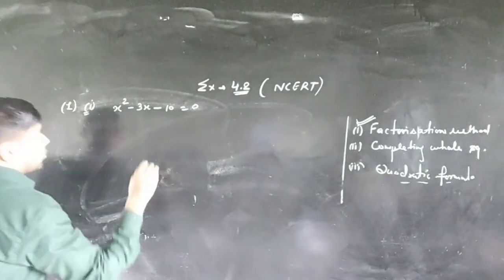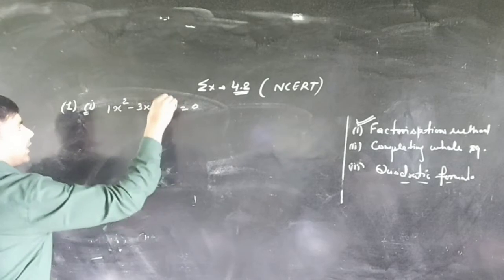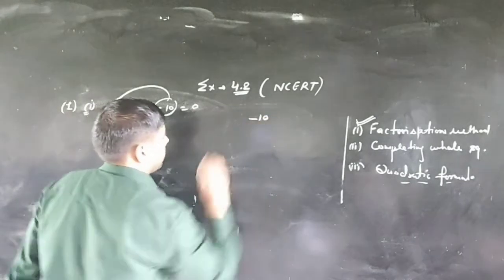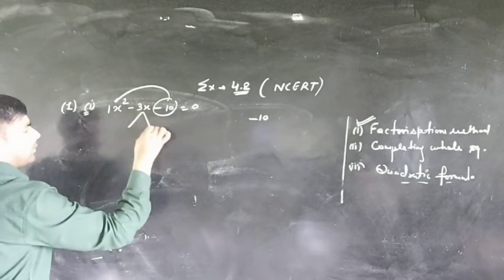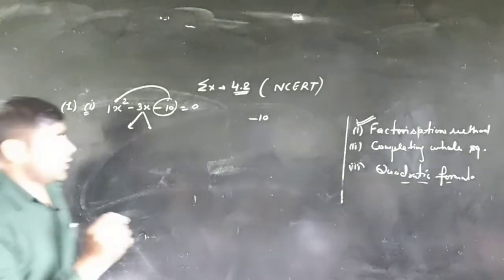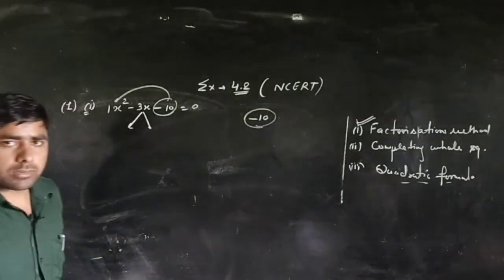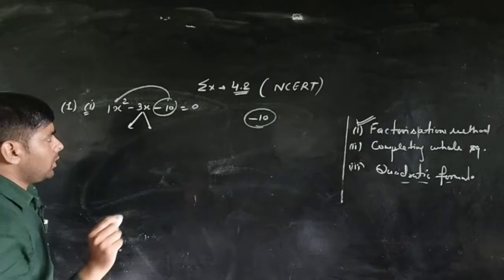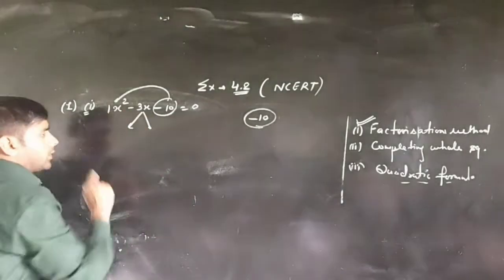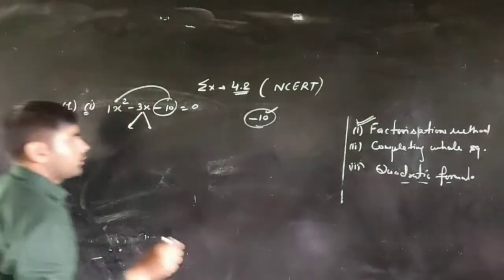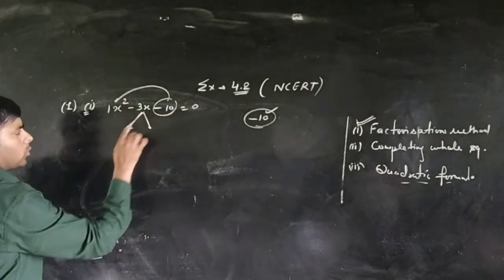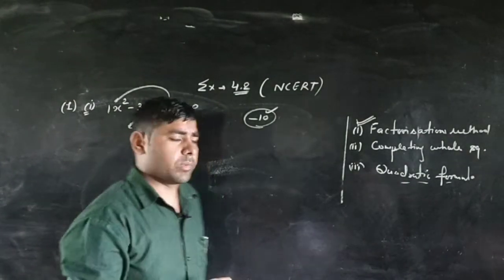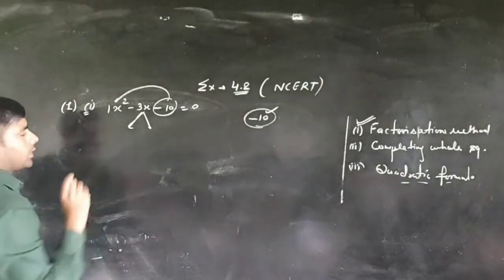First of all, we will multiply this minus 10 with this 1. The product of minus 10 and 1 is minus 10. Now split the middle term into two parts such that their product is minus 10. First of all, you must remember one point: if the product of the constant term and the leading coefficient is negative, then if we split this minus 3 into two parts, one of these two numbers is positive and the other is negative. Must remember this point.